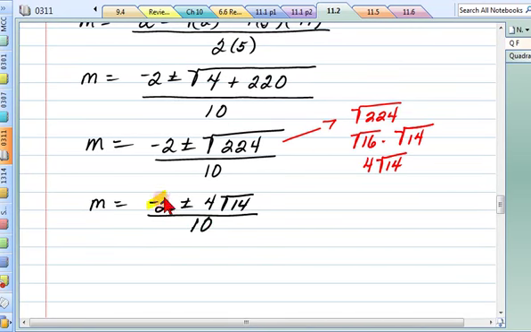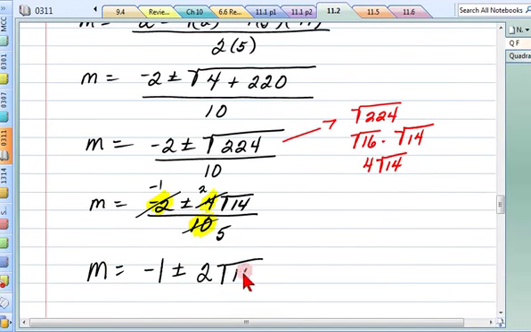Okay. This rational number, this rational coefficient, and this rational denominator all share a common factor, which means that this fractional answer can be reduced. Do you agree 2 goes into all those? So 2 goes in negative 1 times, 2 times, and 5 times. M is equal to negative 1 plus or minus 2 times the square root of 14 all over 5.